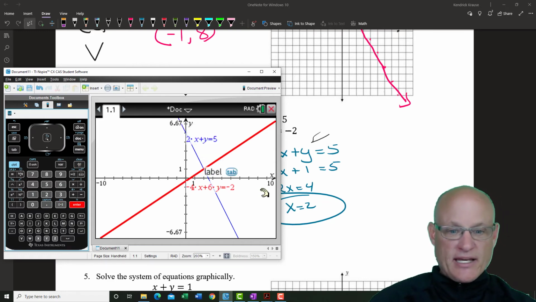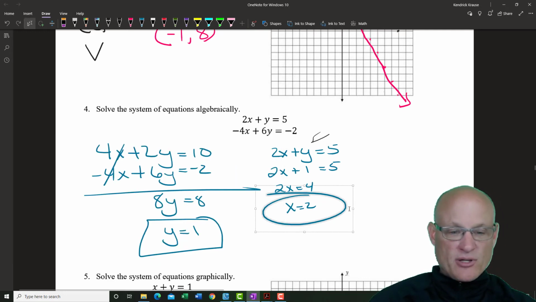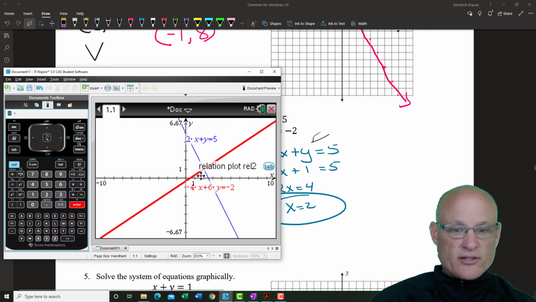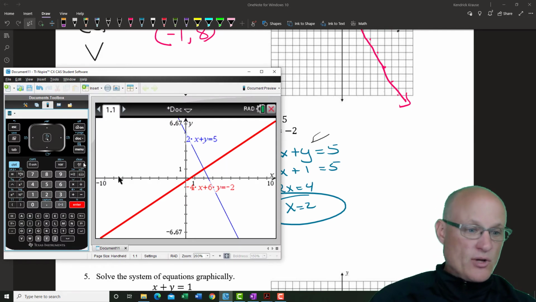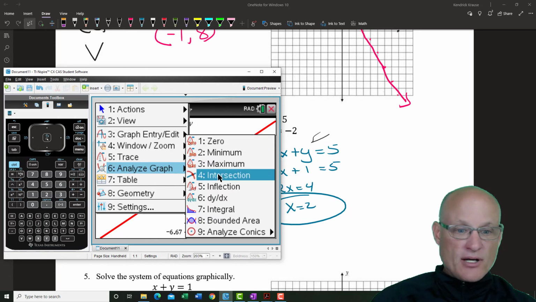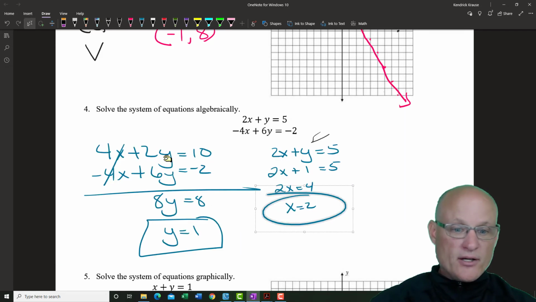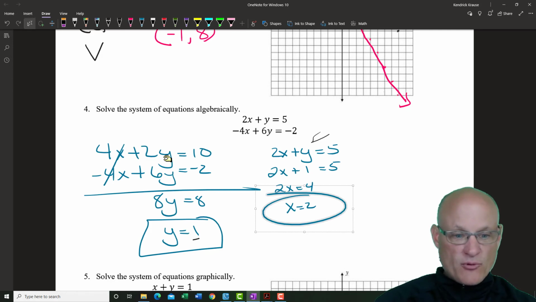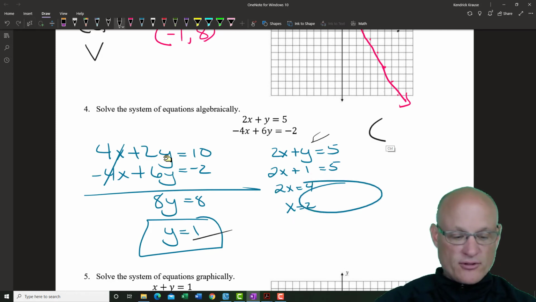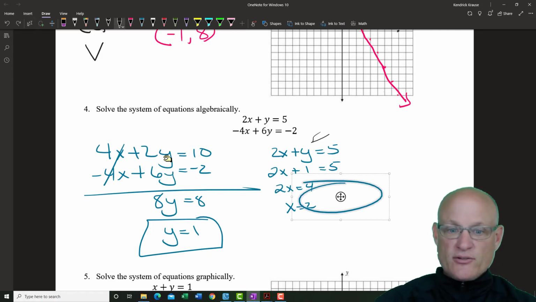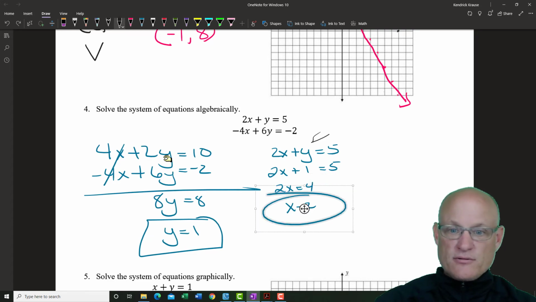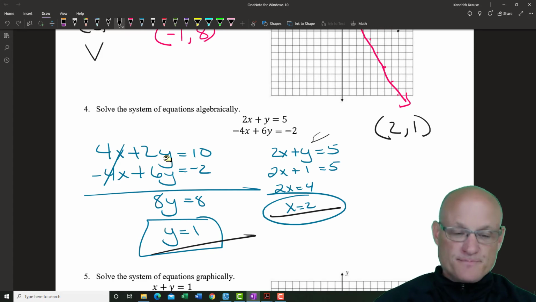So that's where they hit. We said the answer was going to be 1, 2. It looks like it's 2, 1. Hold on a second. Menu, analyze graph, intersection, click, click. Oh, it's 2, 1. Oh, yeah, that's right. X comes before Y. So my point of intersection is 2, 1. X, then Y.